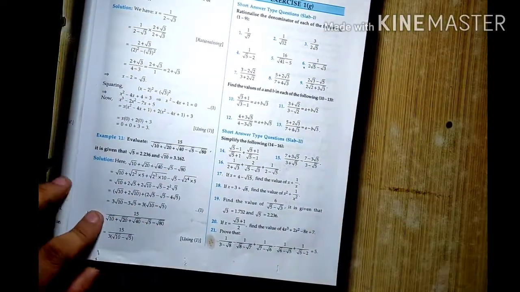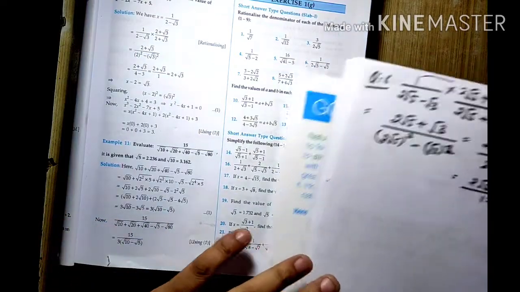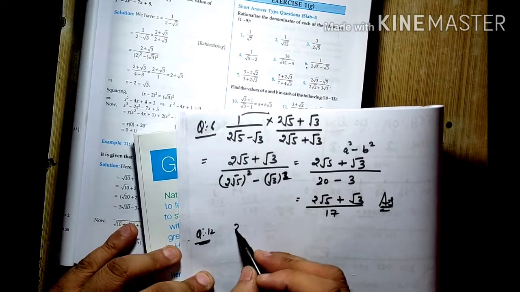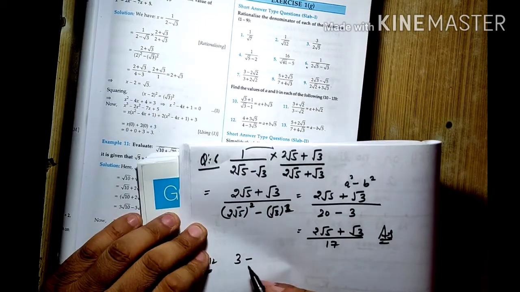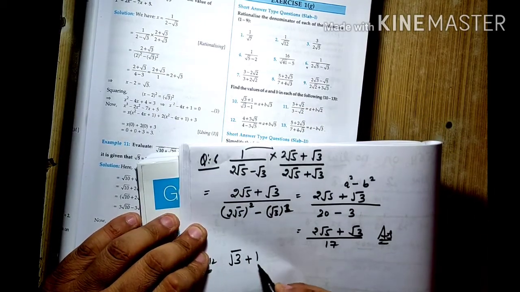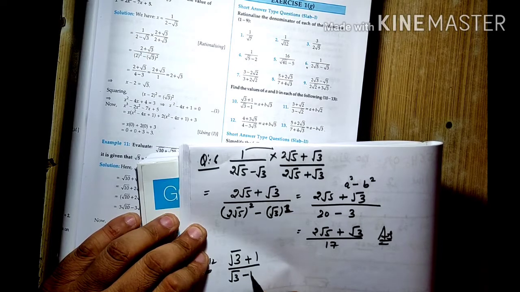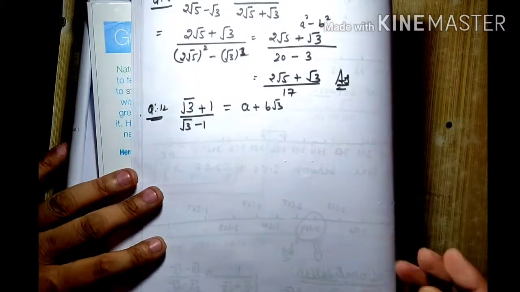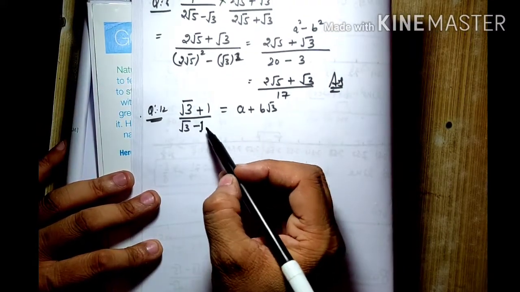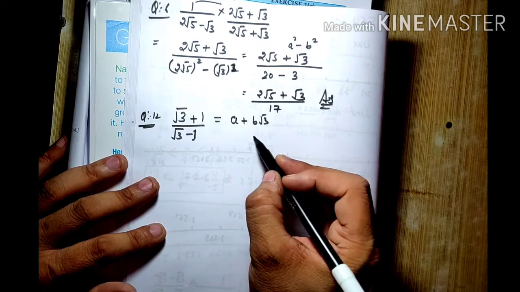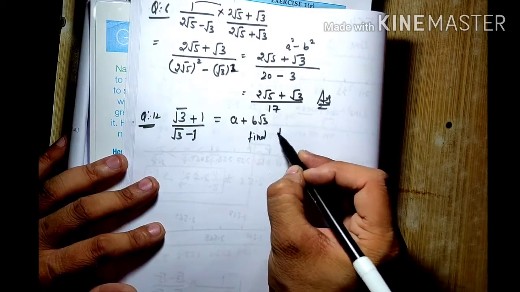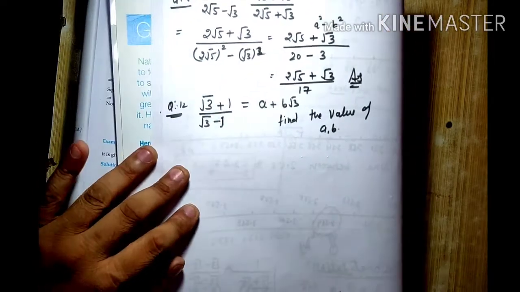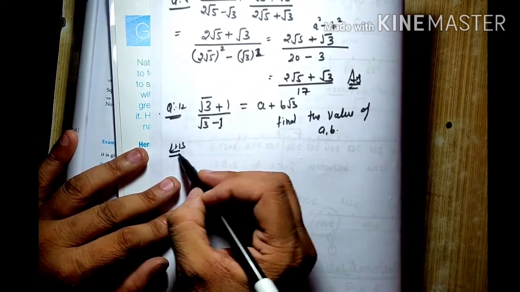Now take one more question. Question number 12. Root 3 plus 1 upon root 3 minus 1 equals to a plus b root 3. This is your question. Root 3 plus 1 upon root 3 minus 1 equal to a plus b root 3. Then find the value of a and b. So take LHS part.